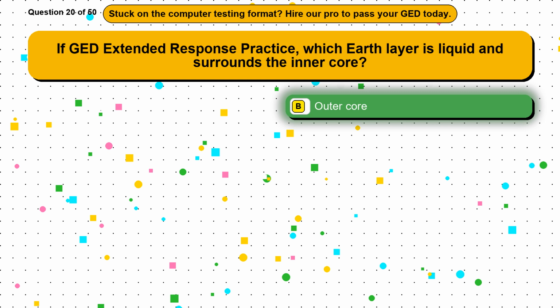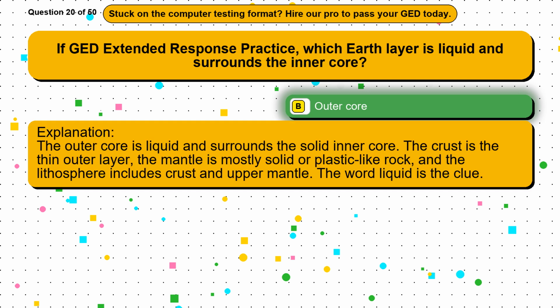Outer core. The outer core is liquid and surrounds the solid inner core. The crust is the thin outer layer, the mantle is mostly solid or plastic like rock, and the lithosphere includes crust and upper mantle. The word liquid is the clue.